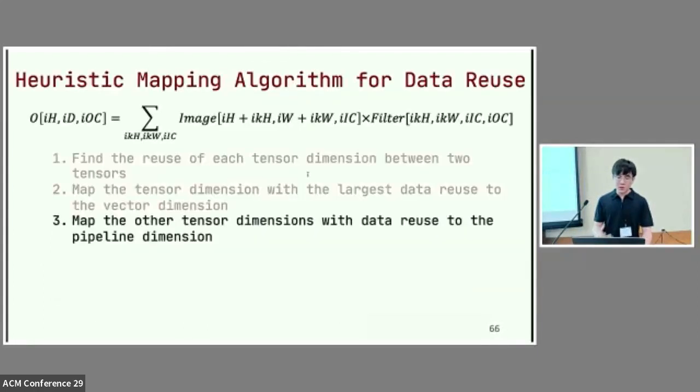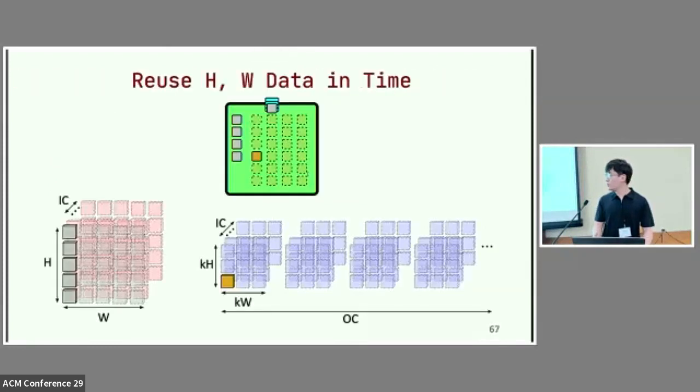And then last, we map the other tensor dimensions with data reuse to the pipeline dimension. The remaining dimensions here, still with data reuse, are h and w. Since h equals w here, we pick h as the first dimension that we want to map over the pipeline dimension. During execution, we could simply stream one column from the h dimension into the innermost CU. Once we have completed execution over one column of the image tensor, we can bring in another column.